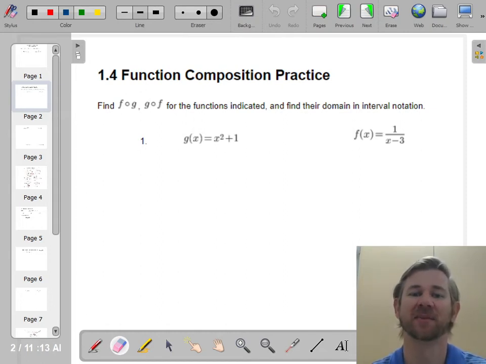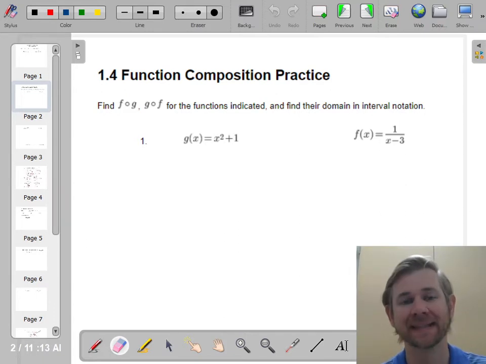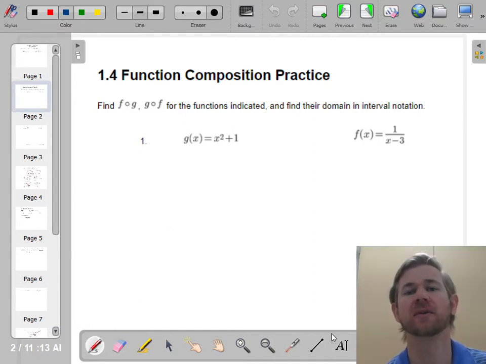Hello ladies and gentlemen, we're going to do some function composition practice and we're going to talk about the domains of these composite functions. So there's some tricky stuff going on here. First thing we're going to do is just get the composite functions. So I want f of g and I want g of f.